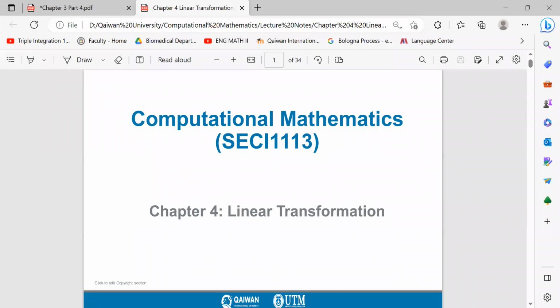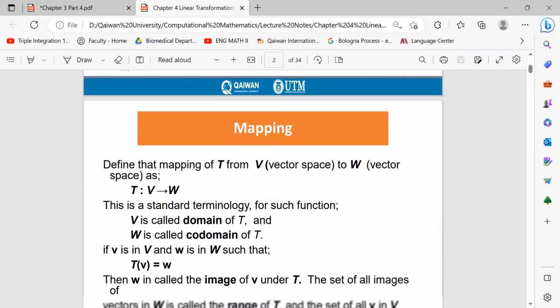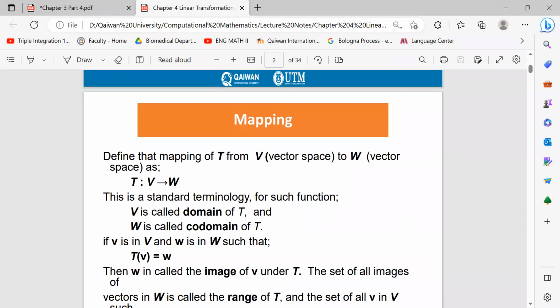Okay, we now have a new chapter, which is linear transformation. Here we have the definition of a mapping. We define a mapping T from a vector space V to another vector space W. Here we talk about those functions which go from a vector space to another vector space. We name it T. We say T is from vector space V to the vector space W.